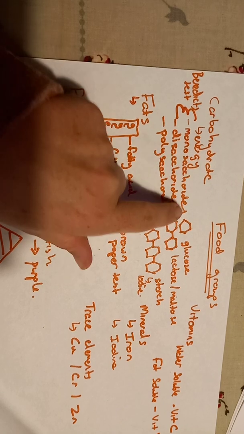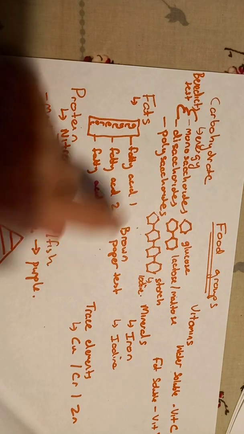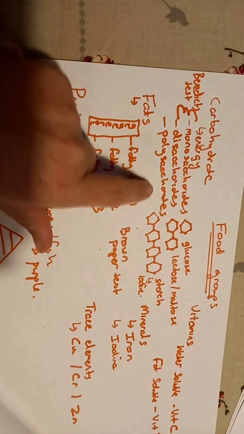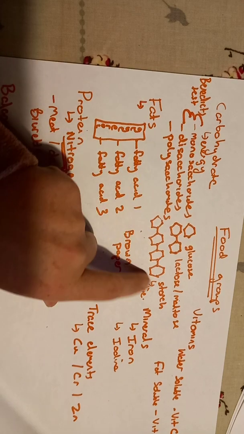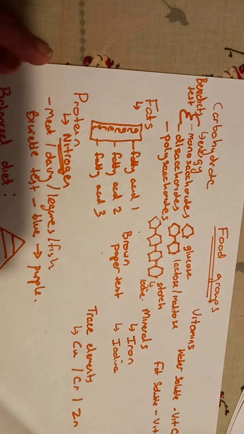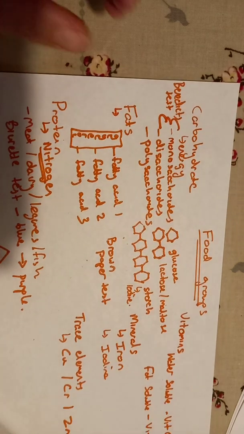Okay, your example of your monosaccharides are glucose. Your example of your disaccharides would be lactose or maltose. And then your polysaccharides, girls, it's many sugar units joined together, would be starch or cellulose. Now, when you're testing carbohydrates, girls, there's two tests that you need to know.